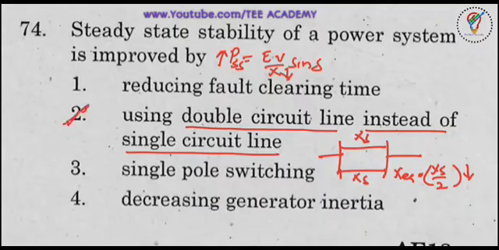Suppose if the question is asked, transient state stability limit can be improved by using, so you can say single pole switching, decreasing generator inertia, and reducing the fault clearance time. You can see other options. But in the given question, steady state stability of a power system can be improved by using a double circuit line instead of a single circuit line.